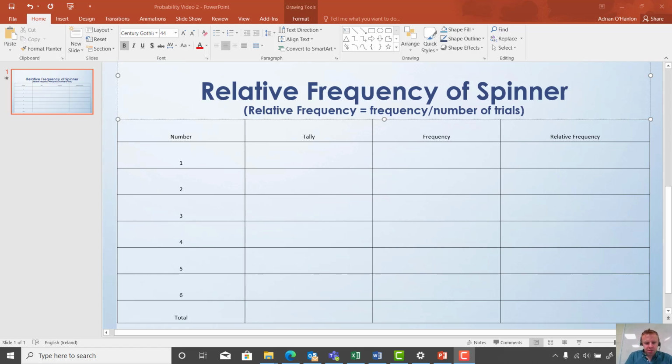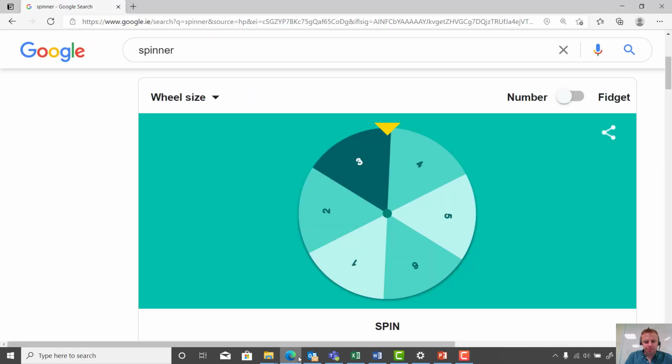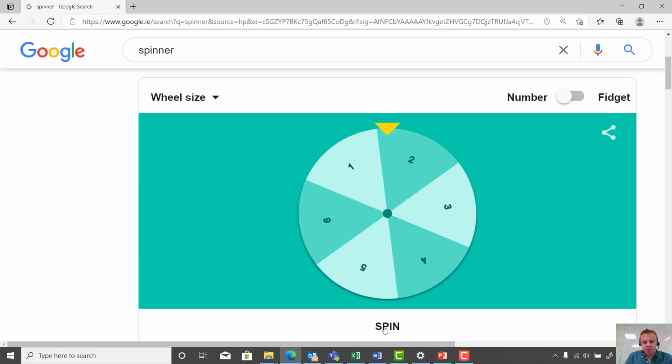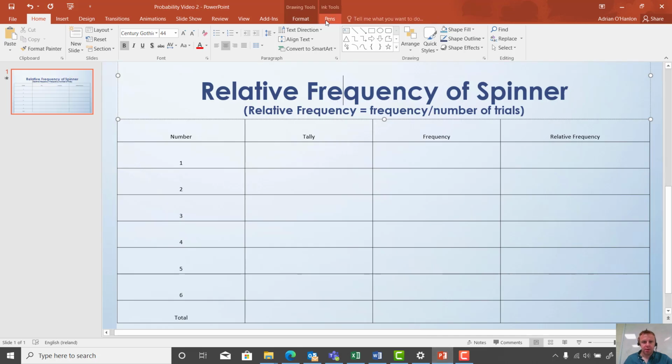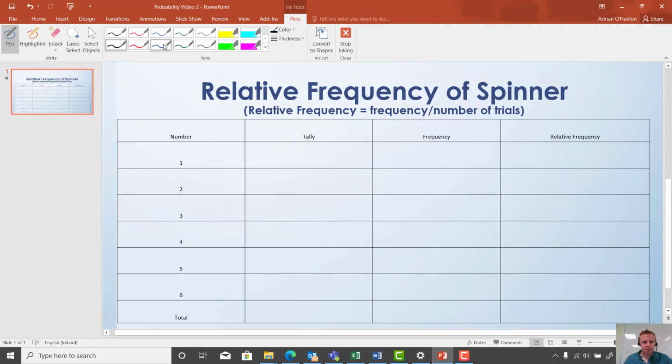So what we're going to do here is we'll show a spinner, okay, and we'll first get the tally, get the frequency, and then get the relative frequency. Okay, so the total number of trials we will have is 10. Okay, so let's come here and we just spin the spinner here, and we can see the first one that we get is a 1. Okay, so if I come back in here, there's a little dash like that, just to illustrate that that's 1.